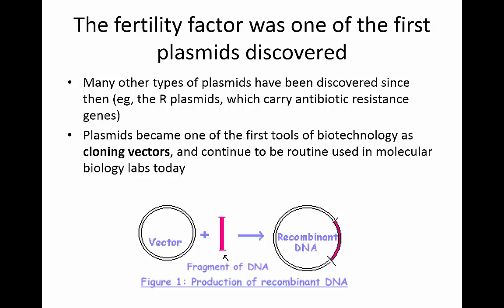The other really important use for plasmids has been in biotechnology, and people have started to use these plasmids as what we call cloning vectors. These are commonly used to insert another piece of DNA that you're interested in studying into the plasmid so you can study it in more detail.